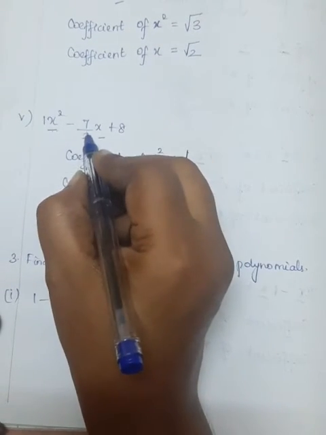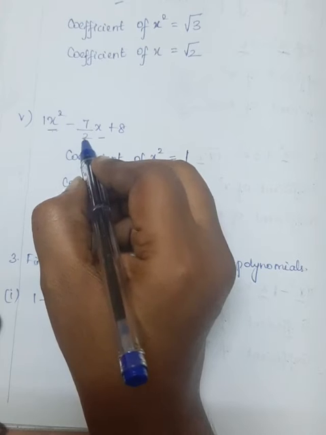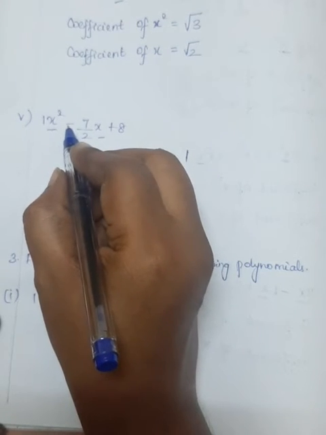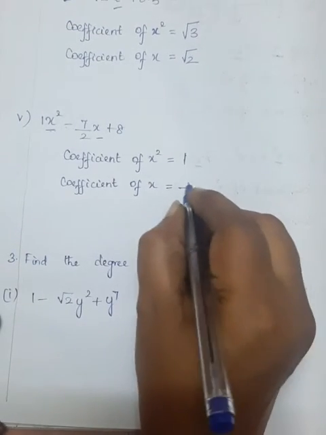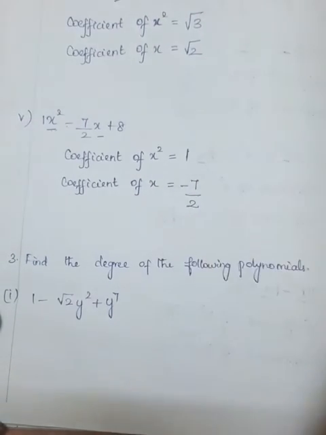What is coefficient of x? See, the value before x is 7 by 2. You have to take it along with the sign. So here I have minus. So the answer is minus 7 by 2.